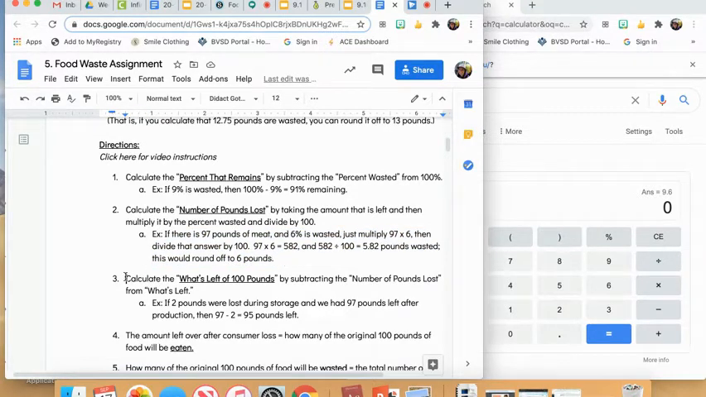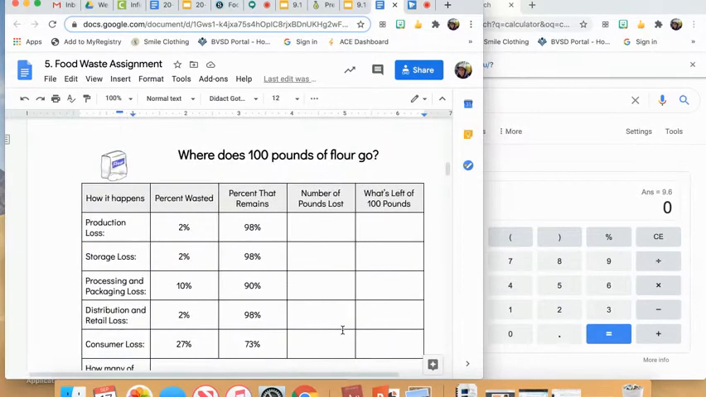And then to calculate what's left of 100 pounds, you're just going to take what's left and subtract the number of pounds lost. So if 2 pounds were lost during storage and we had 97 pounds left after production, then 97 minus 2 equals 95 pounds left. I think it'll make sense when you see this. So right now, because we haven't done anything yet, we should assume we still have 100 pounds of flour. So what we have right now is 100 pounds.